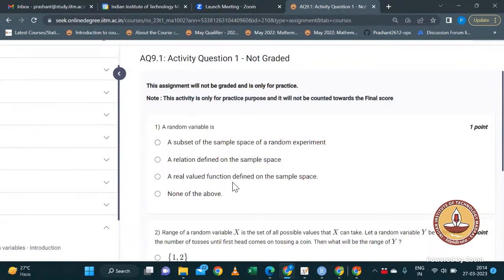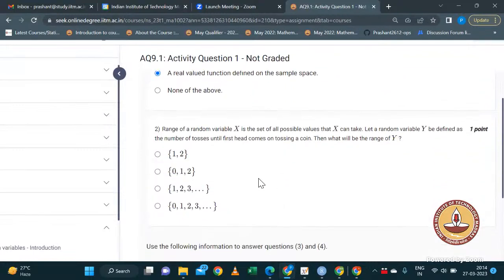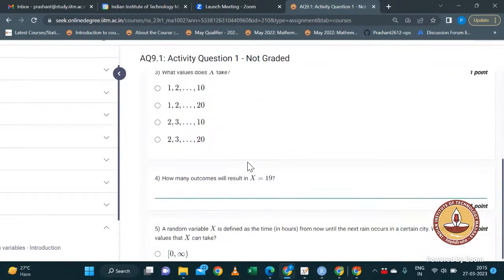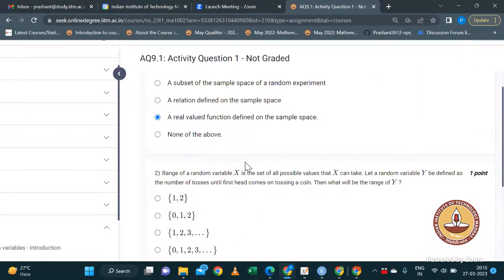A real valued random variable is what? A function defined on the sample space, which I have discussed just a few minutes before. That's correct. What should be with this one? Any doubt? Okay, so does any one of you have a doubt in this activity? No, sir. Okay, so let's go one by one.